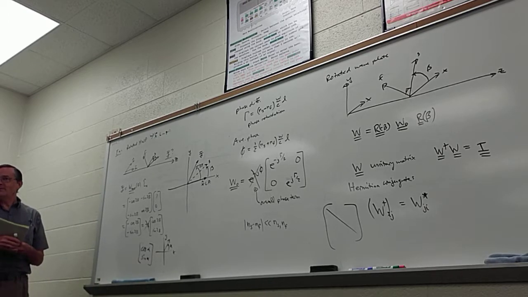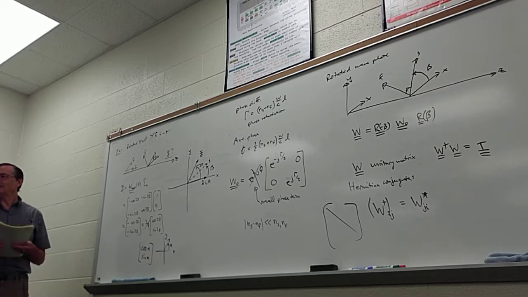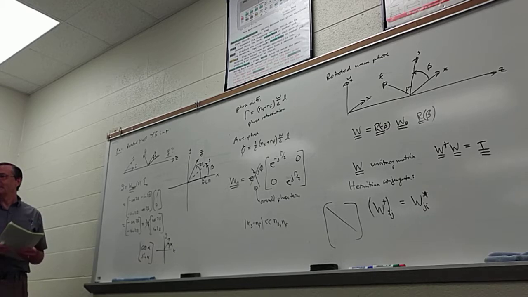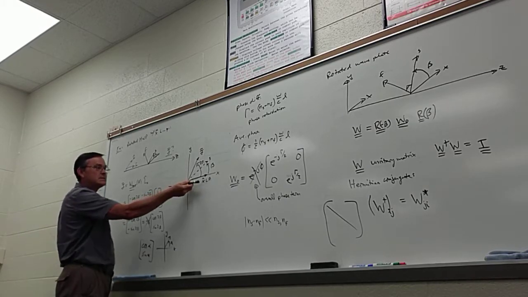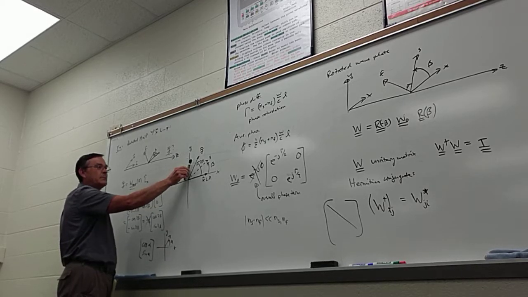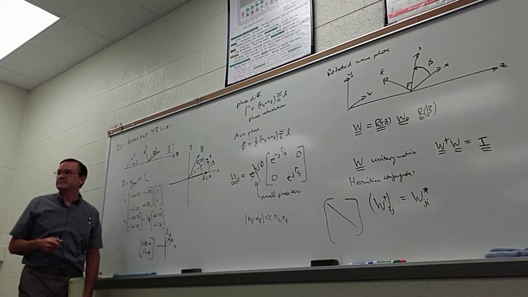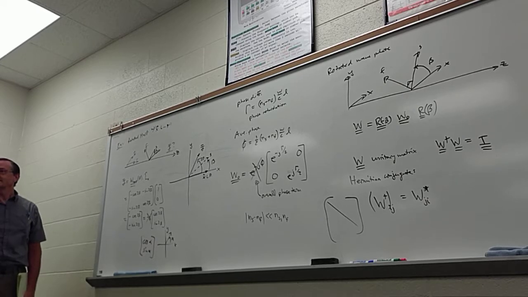So what is the effect of that halfway plate? Just change the angle of the... It just takes the linear input state and flips it by beta about the slow axis. That's it. That's all it does.